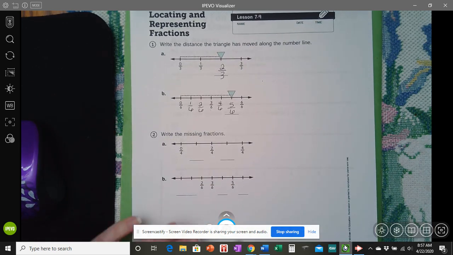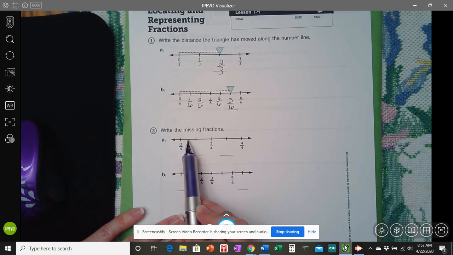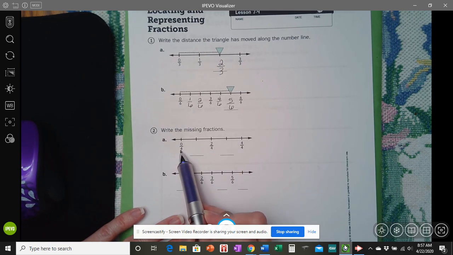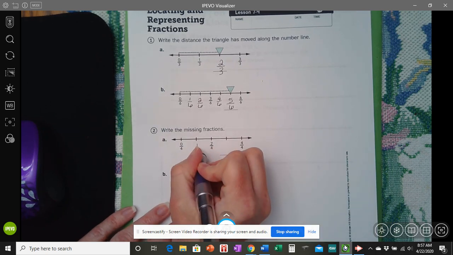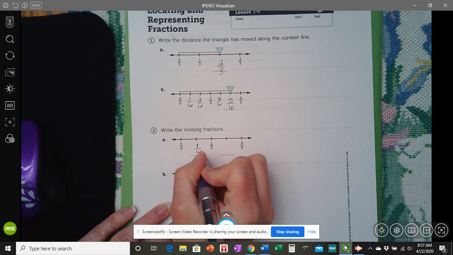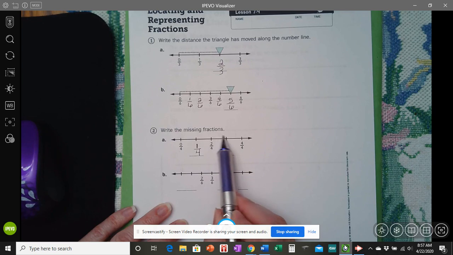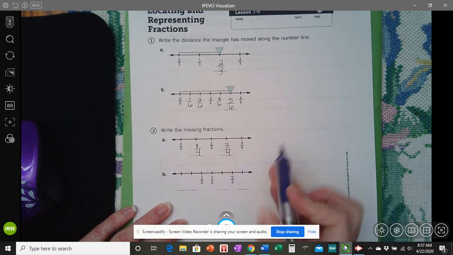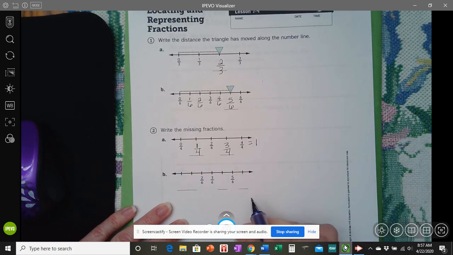Now we are going to write the missing fraction. So we have 0 over 4. So the 4 means that we have 4 sections, 1, 2, 3, and 4. So we have 0 over 4. If I move one section, that means I have 1 over 4. We go to 2 over 4. Another jump would be 3 over 4. And then we have 4 over 4, which is also equal to 1.